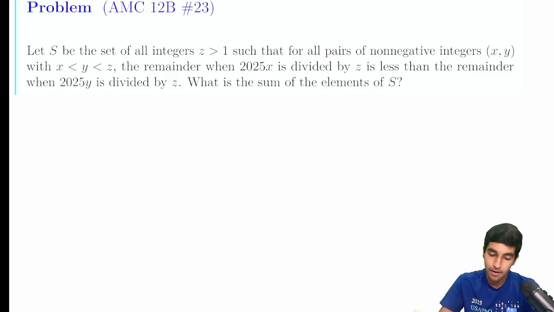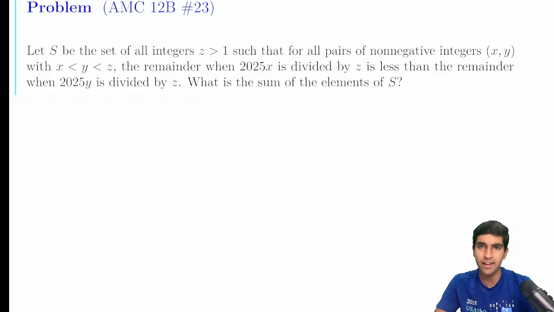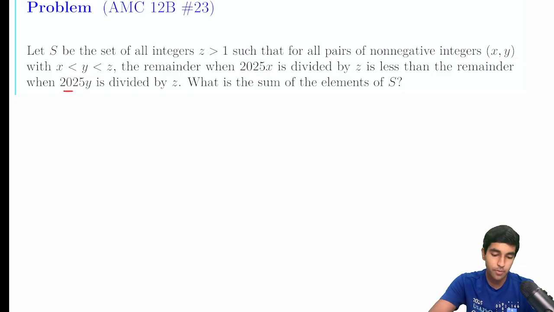Okay, so we have the set of all integers z greater than 1, such that for all pairs of non-negative integers x and y, where x is less than y is less than z, the remainder when 2025x is divided by z is less than the remainder when 2025y is divided by z. And we're summing all these elements of the set.